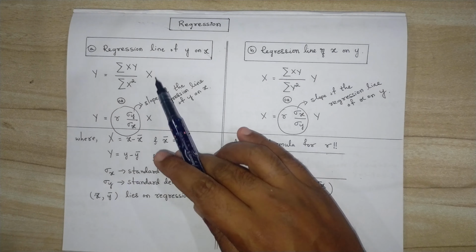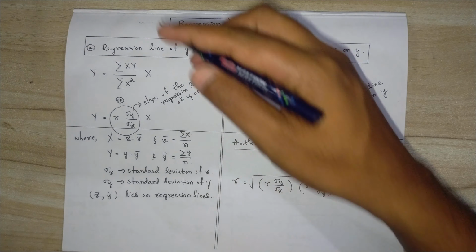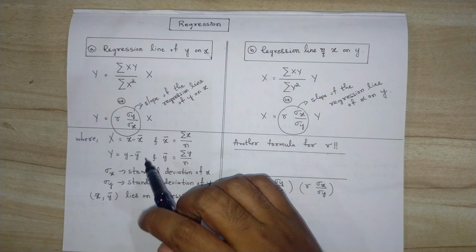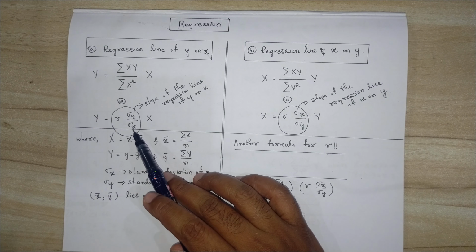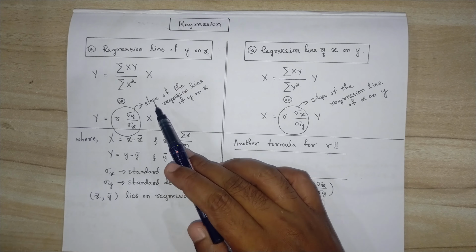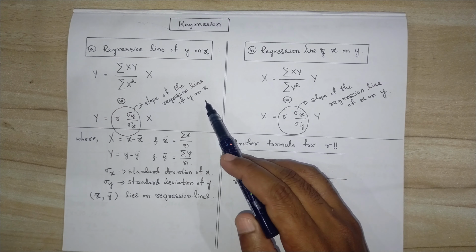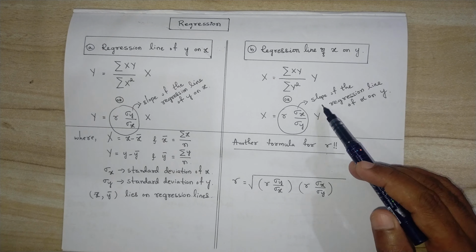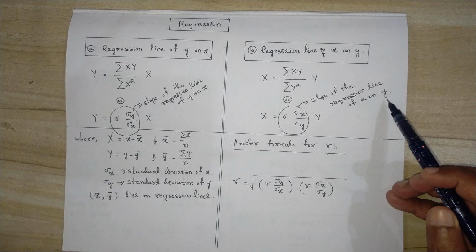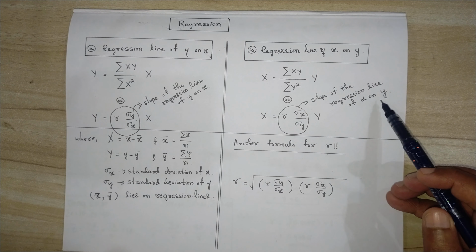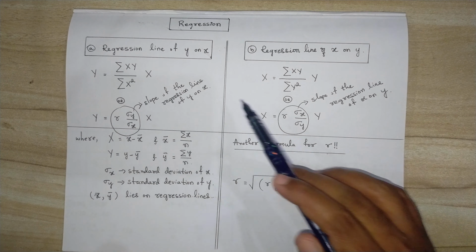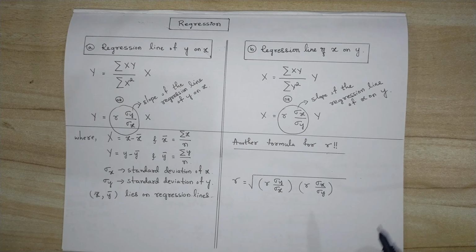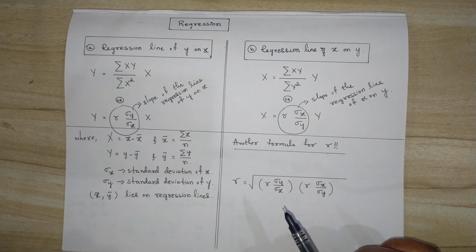Now look at these two regression lines. I can call this r into sigma y by sigma x in the regression line of y on x as the slope of the regression line of y on x. And in this equation, I can call this term the slope of the regression line of x on y. So if I calculate the geometric mean of these two slopes, I can get the coefficient of correlation. So you can see another formula for the coefficient of correlation.